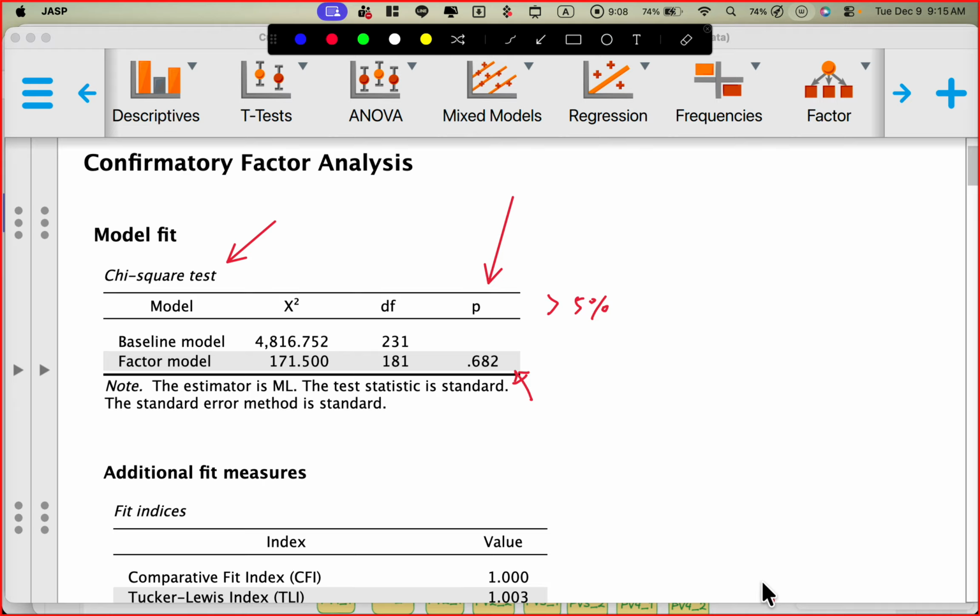But usually, for example, in your research, probably your p-value will be significant, because the p-value in chi-square will be influenced by your sample size. The larger your sample size is, the more likely you will get a significant p-value. So this is only one indicator. So in our case, it's good. P-value is greater than 5%. So we have a good model fit.